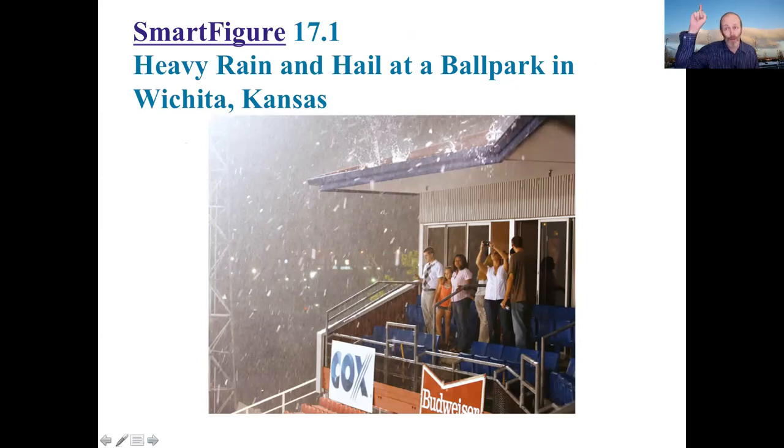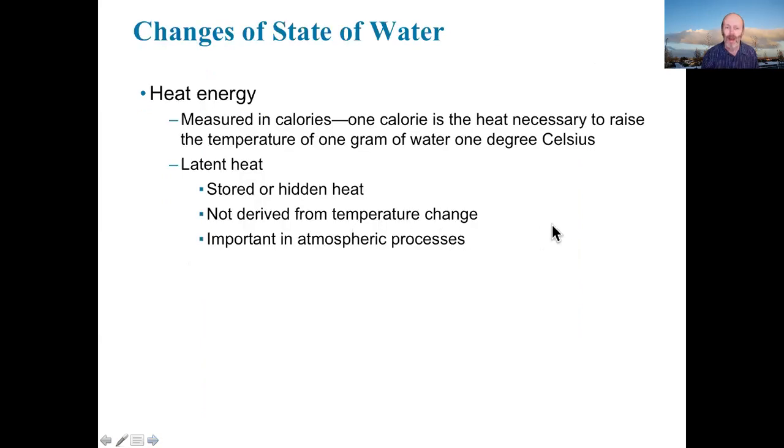That's because, remember, up in the upper atmosphere, it's cold. So things can actually freeze there, even if on the ground it's 70, 80, 90 degrees. We measure heat in terms of calories. You're probably used to that in terms of food substances.